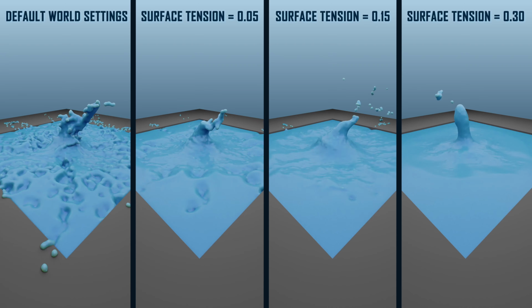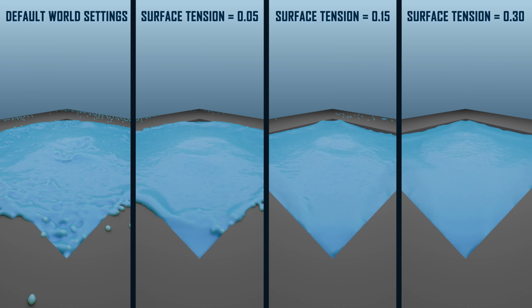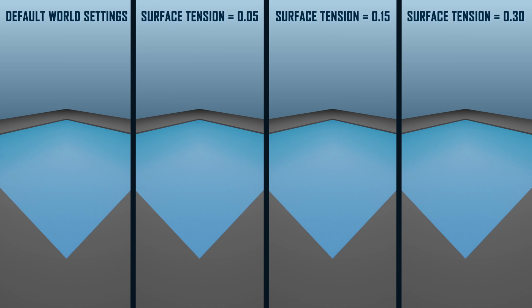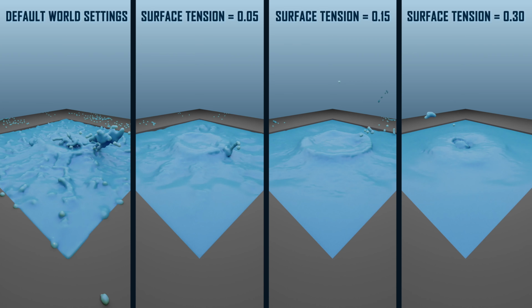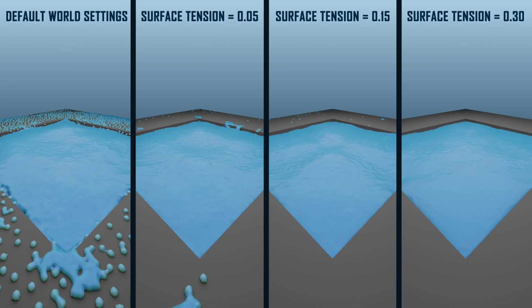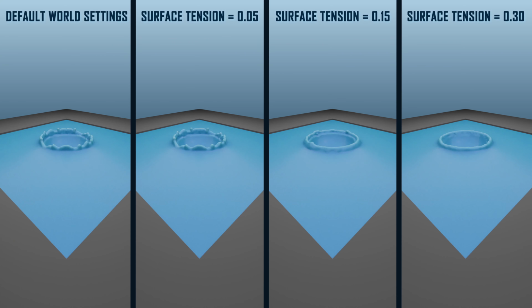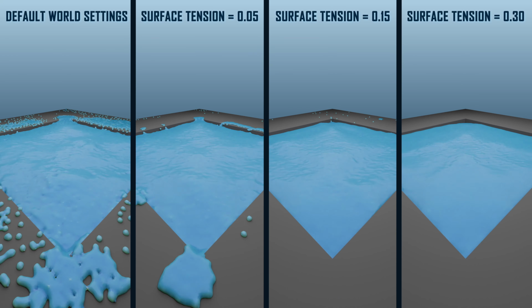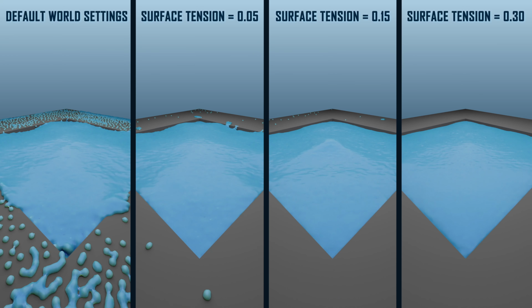Secondly, we have surface tension. This value correlates to the fluid's surface particles and their ability to stay connected to each other. As the Flip Fluids wiki suggests, this value helps form beads and drips. Here we have a value of 0, 0.05, 0.15, and 0.3. Now, these are lower values because this setting can change quickly.